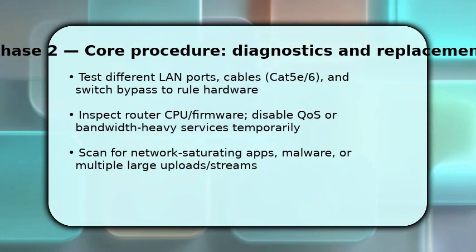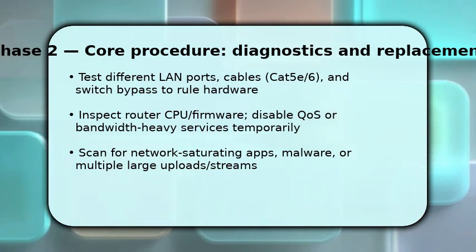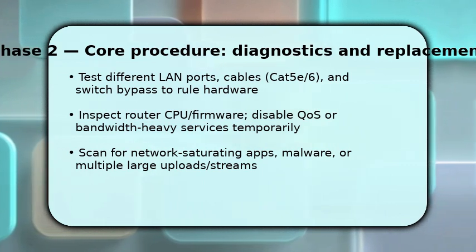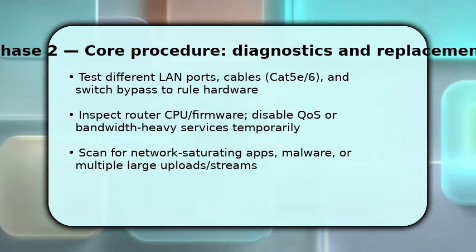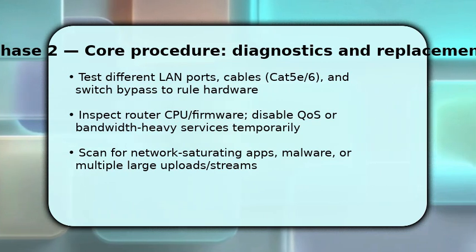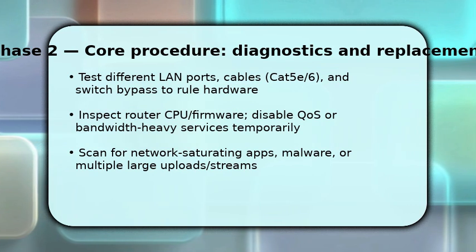Once you isolate local versus ISP issues, dig deeper into hardware and configuration. Swap Ethernet cables and LAN ports, bypass any unmanaged switch, because a failing port or cable causes packet drops. Then check router CPU usage and firmware version. Make a controlled change like disabling QoS or bandwidth-heavy features to see if drops stop.